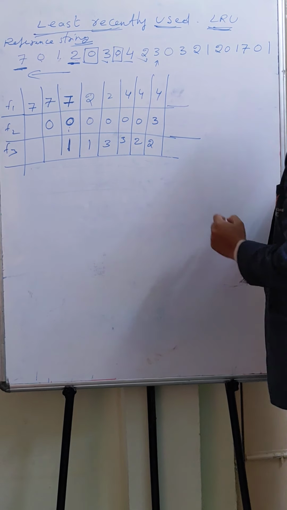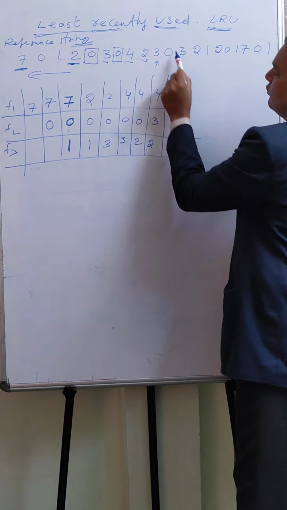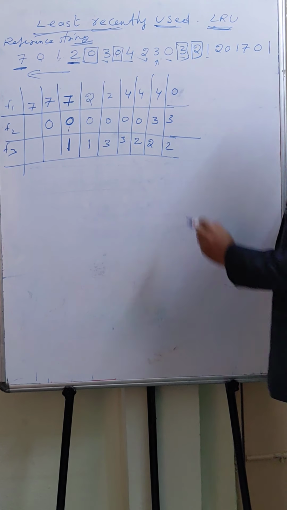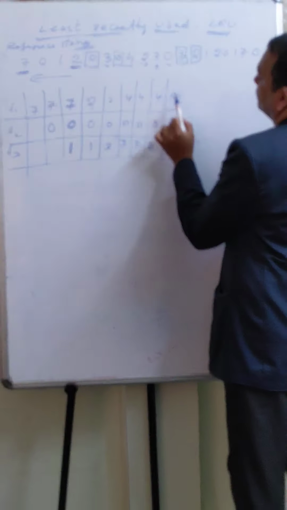Next 0 has come. For 0: 4, 2, 3. Which one among these 3? 4 is least recently used. 2 and 3 are just now used. So in place of 4, we'll put 0: 0, 3, 2. This is done. 3 is already available. 2 is already available. Now 1, my dear friends. 1, 0, 3, 2. 0 is least recently used among these 3. So 1, 3, 2.